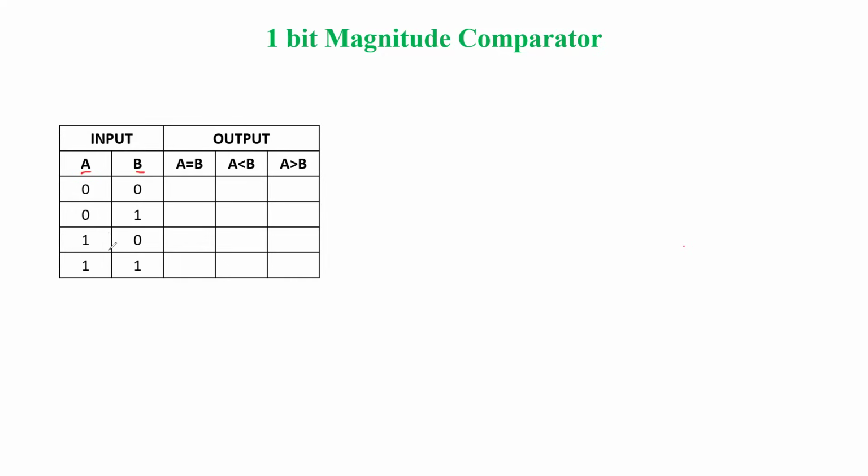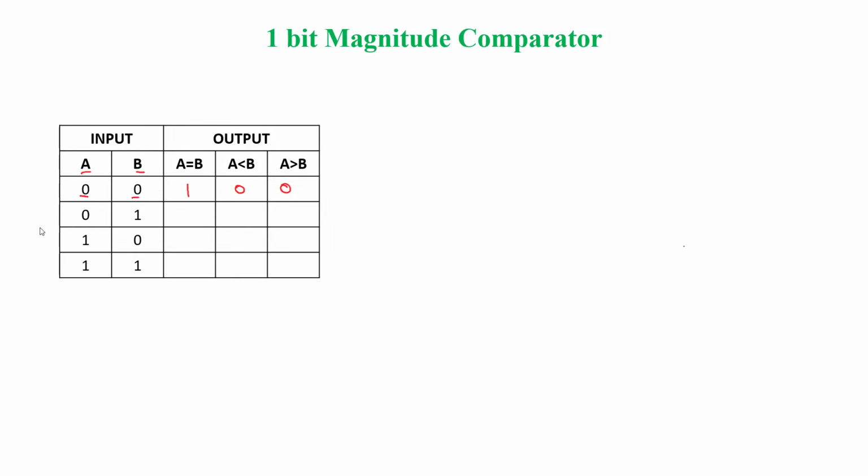So 00, 01, 10, 11. Now if we compare here, the first output we are taking is for when both numbers are 0. So when both bits are 0, what is the condition? Both bits are the same. So here it will satisfy A equal to B and the remaining are 0.